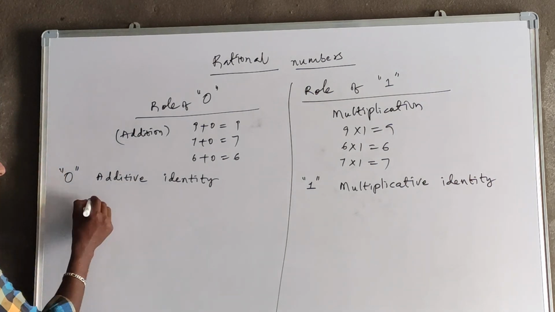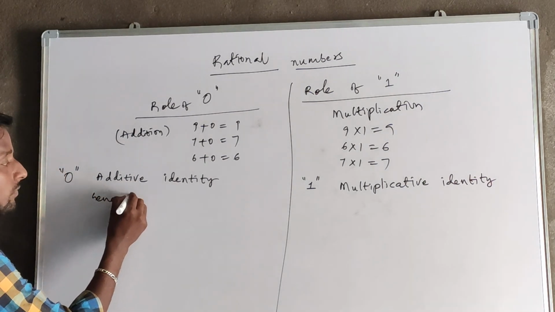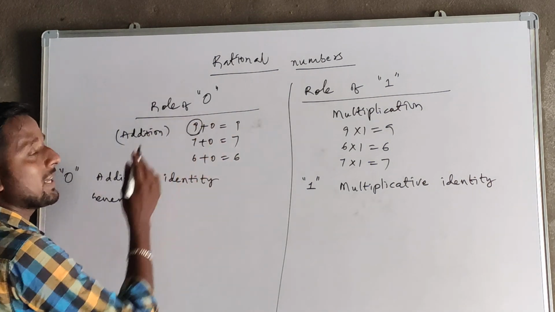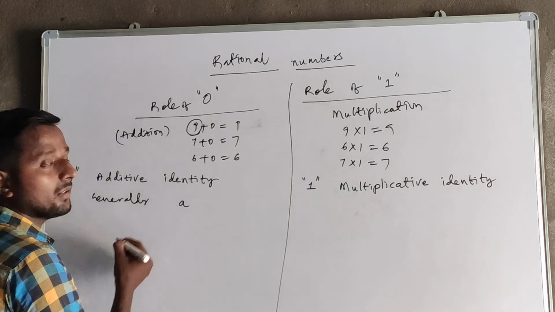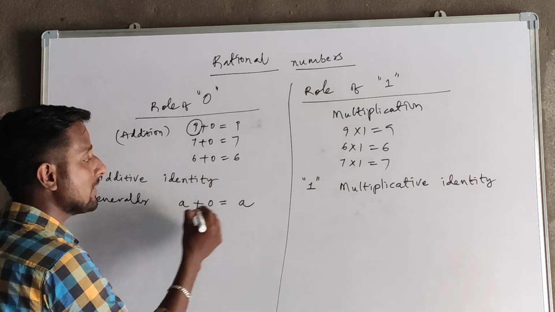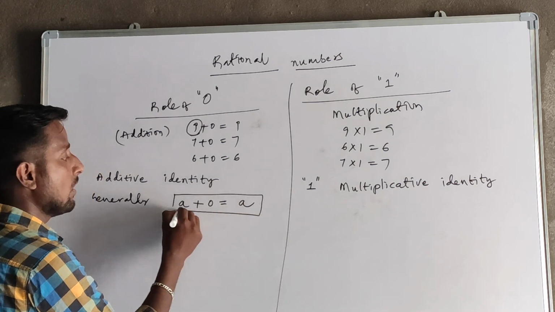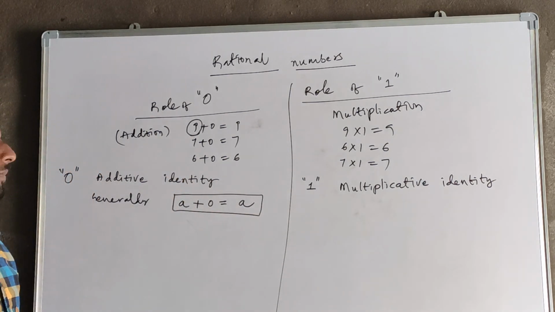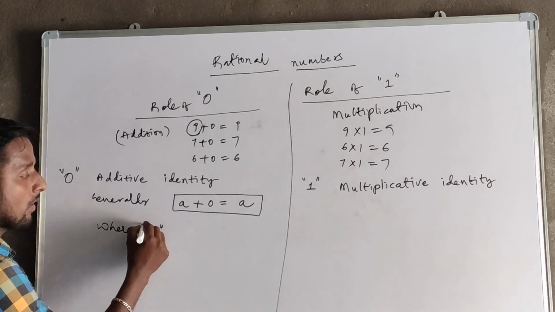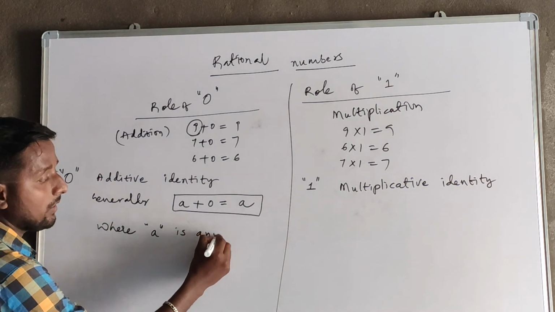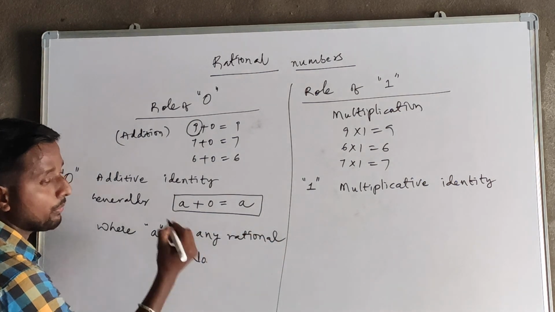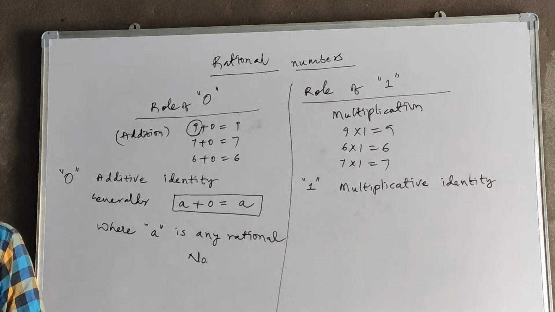So generally, if you want to write the general form, for any rational number, A is any rational number. A plus 0 is equal to, again, A. Correct? It is the general form. Again, what will we write here? A is any rational number. Any rational number. Correct?